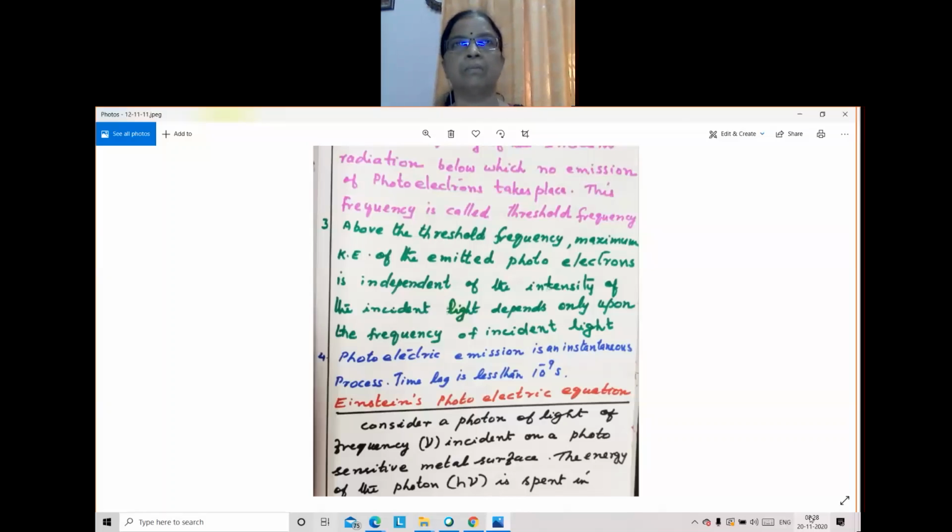There exists a minimum frequency of incident radiation below which there is no emission of photoelectron, and that frequency is known as threshold frequency. Very good. And above the threshold frequency, what happened? Arunjit: above the threshold frequency, kinetic energy will only depend upon frequency of the incident radiation.